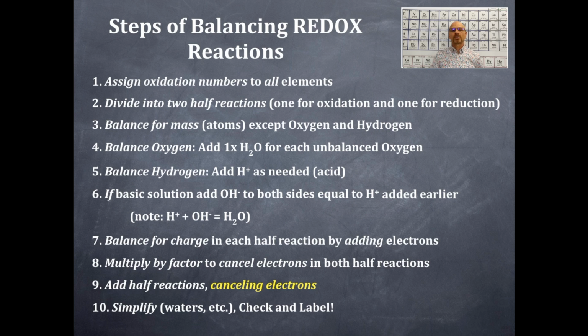Number ten, you're going to simplify. There might be waters on both the reactant and product side. You need to check and you need to label, i.e. you're going to label which one's oxidation, which one's reduction. Where's the reducing agent? Where's the oxidizing agent? Where's the cathode? Where's the anode? All these things need to be labeled based on this balancing of the equation.